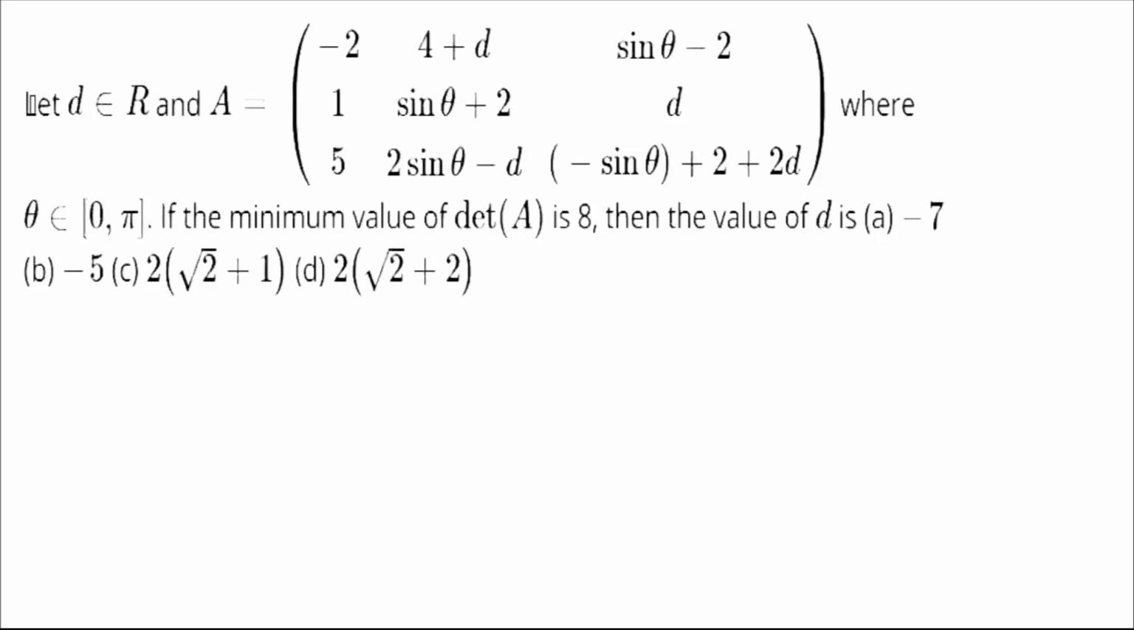Hello everyone. So the question is, let D belong to R and A is a matrix which is given like this, where theta belongs to 0 to pi. If the minimum value of determinant of A is 8, then the value of D is, we are having 4 options. We have to calculate the answer and then take which of the following option is the correct option. So basically I'm writing down the matrix A which is given.